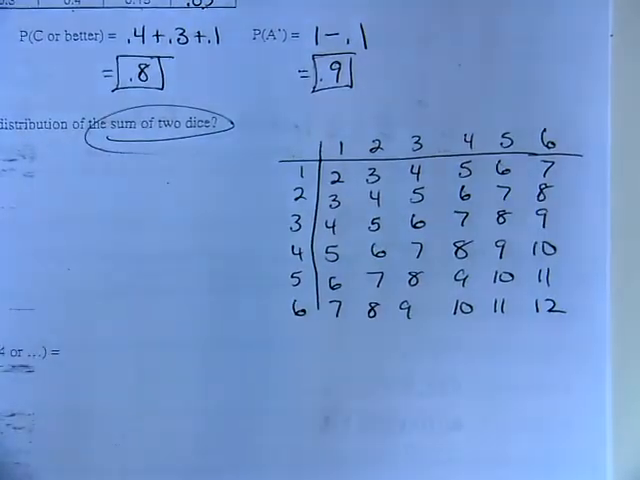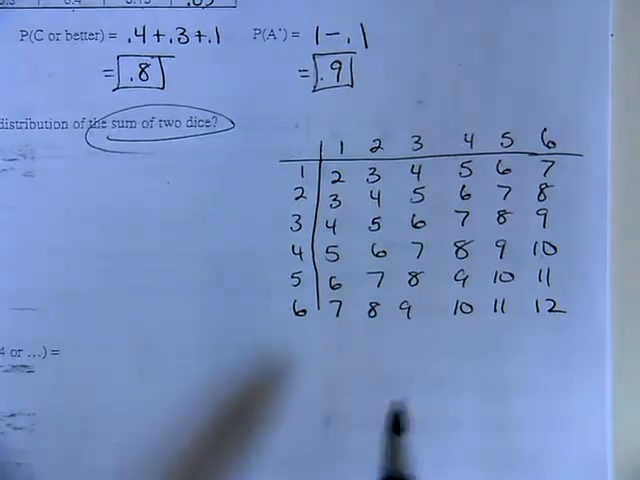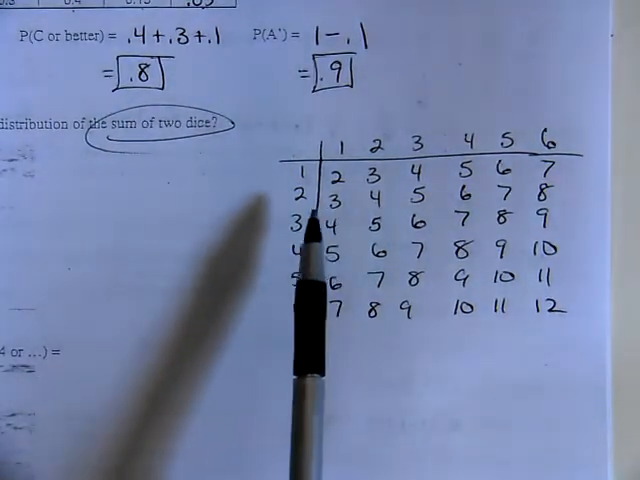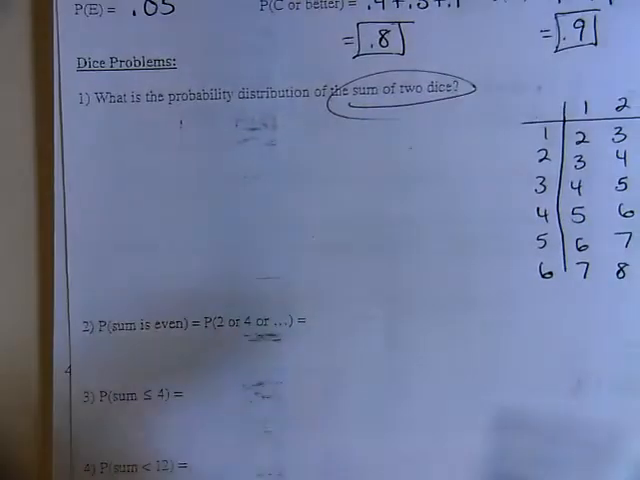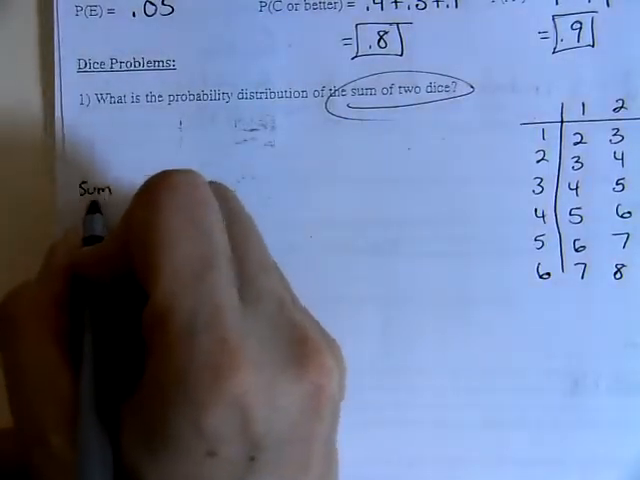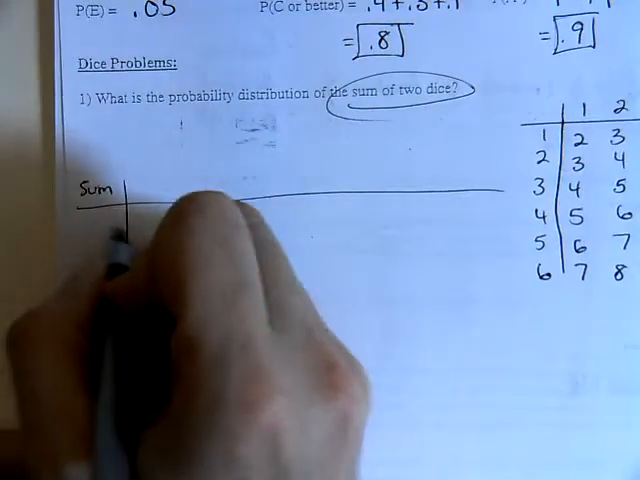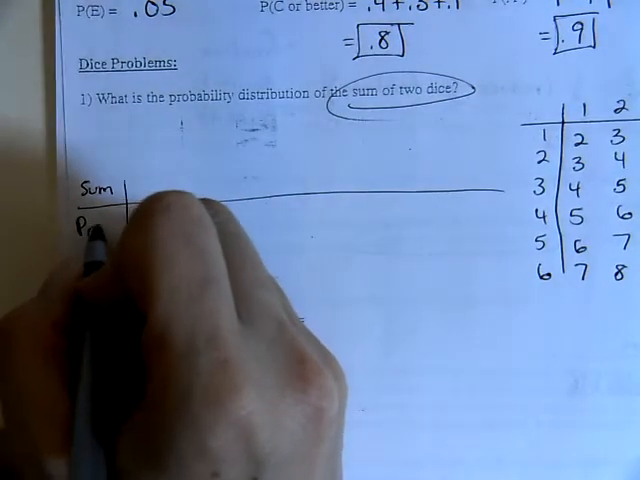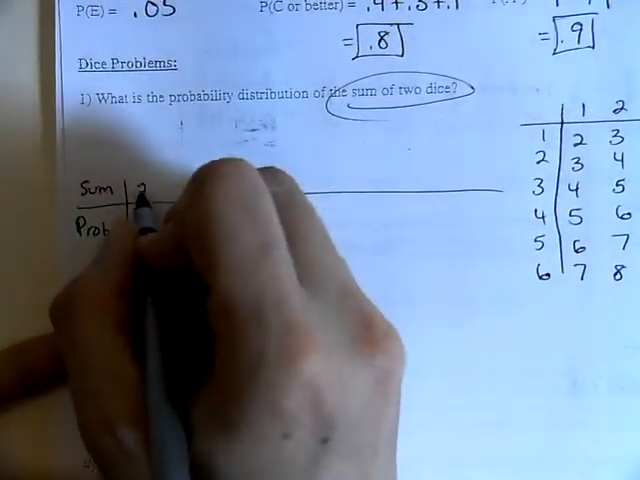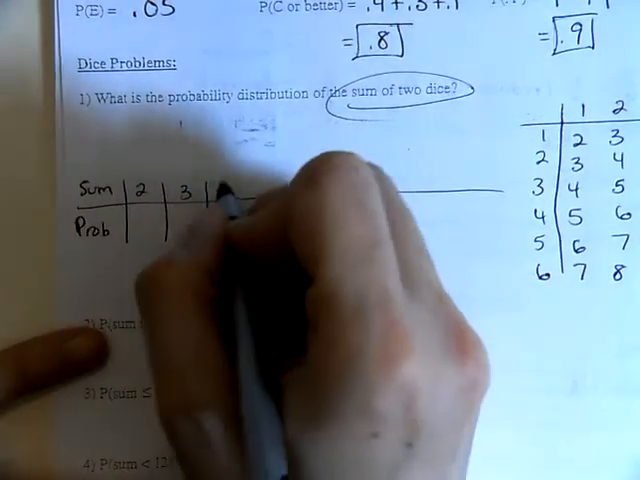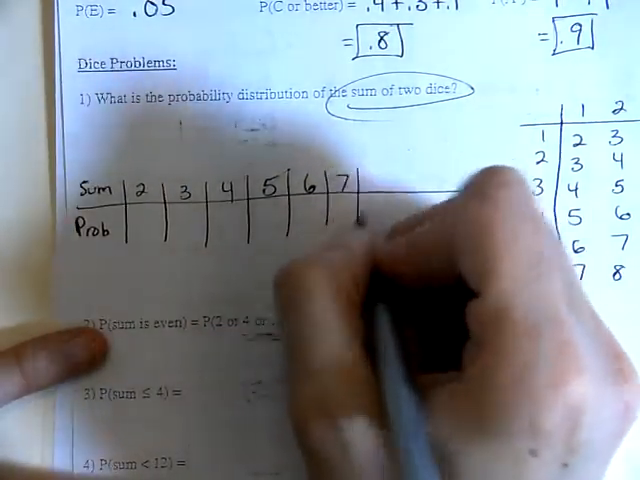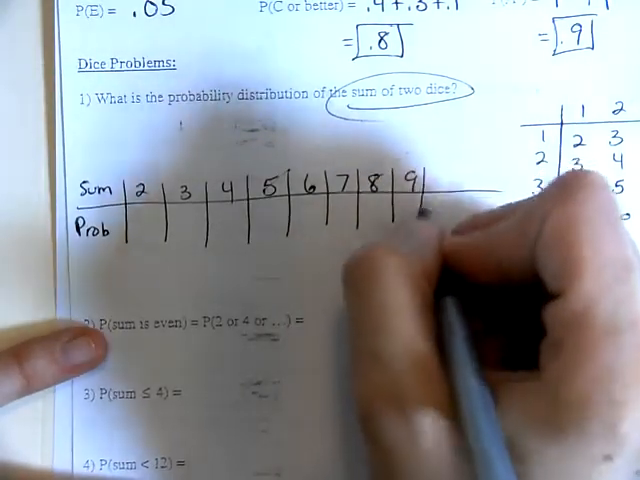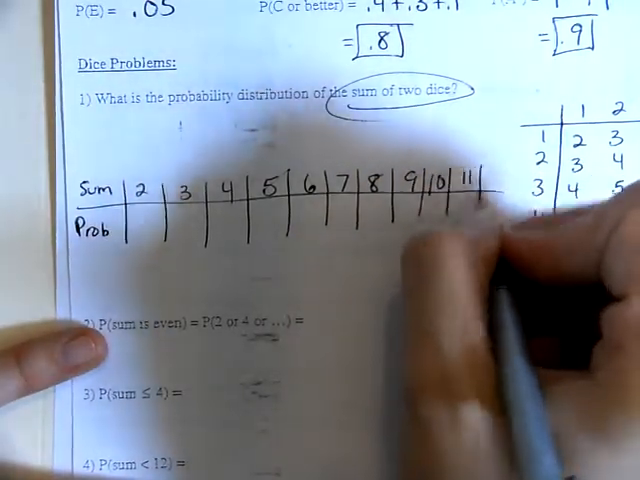Okay, so if I want the probability distribution of the sum of two dice, the sum can be from 2 to 12. So on the one side, I'm going to have sum, and I'm going to write kind of small, and then you have your probability. So I can have 2, 3, 4, 5, 6, 7, 8, 9, 10, 11, 12.